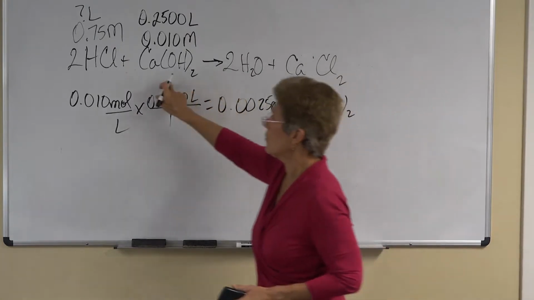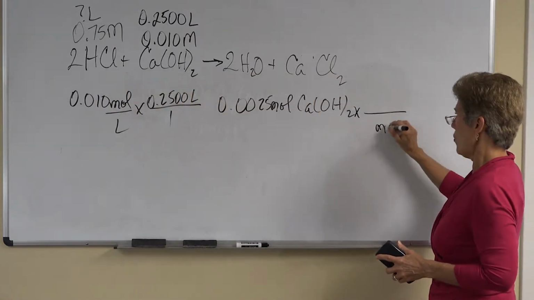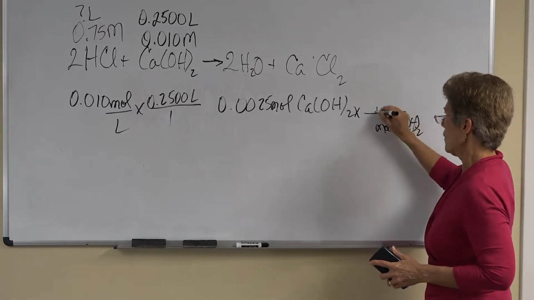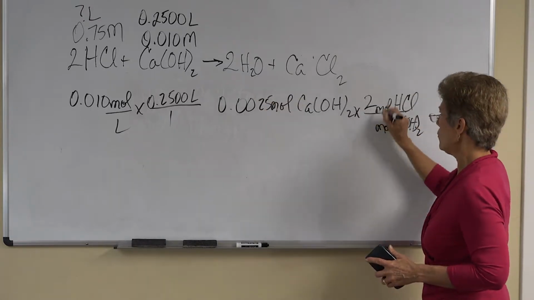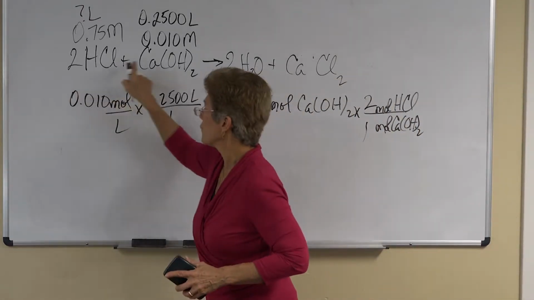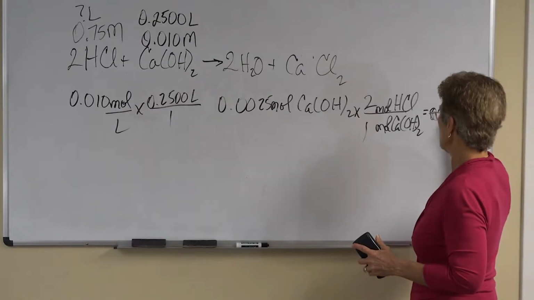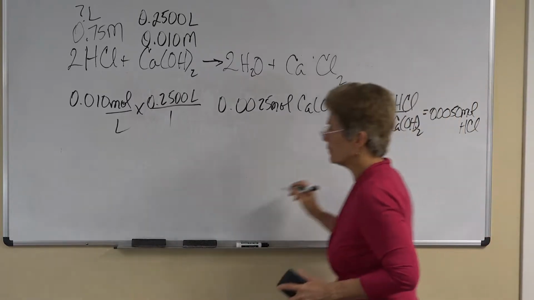Now we're going to go through the mole tunnel from here to here. So I'm going to go times line, moles of calcium hydroxide, moles of hydrochloric. There's 2 hydrochlorics to every one of these. So that's going to give us 0.0050 moles of hydrochloric.